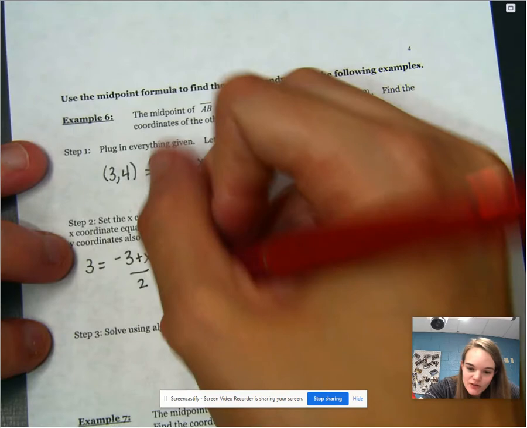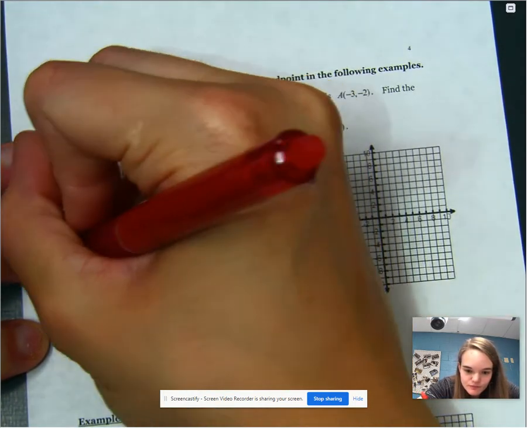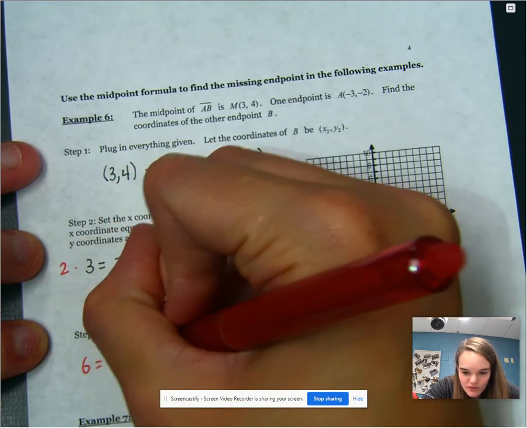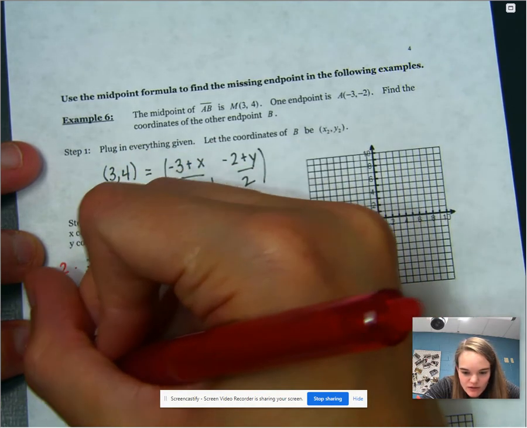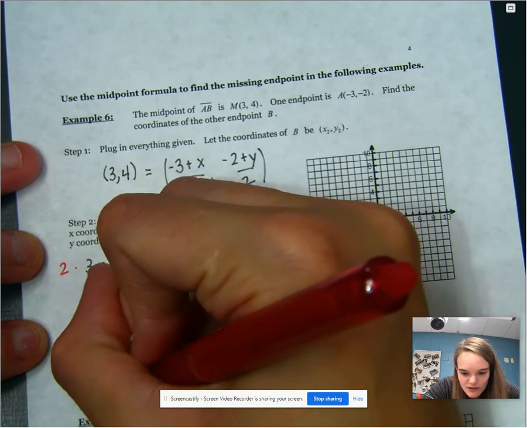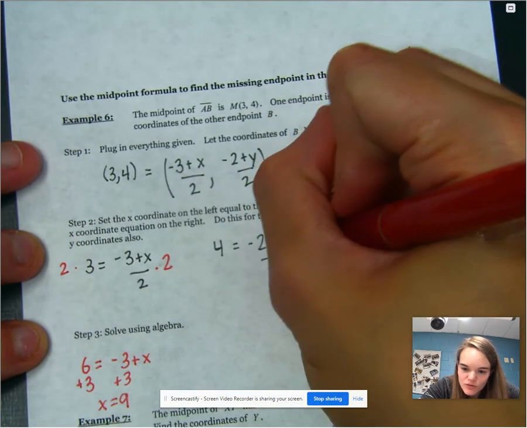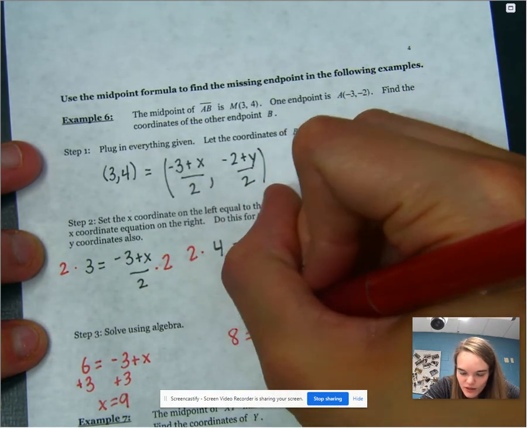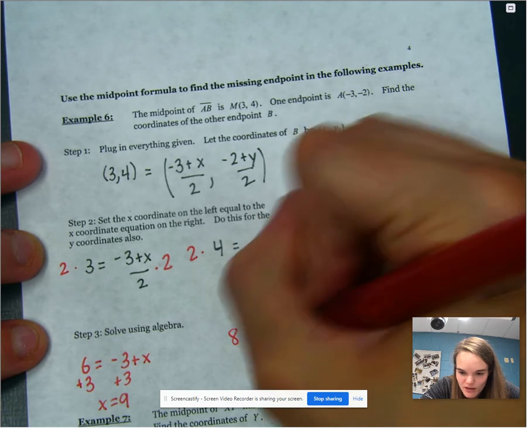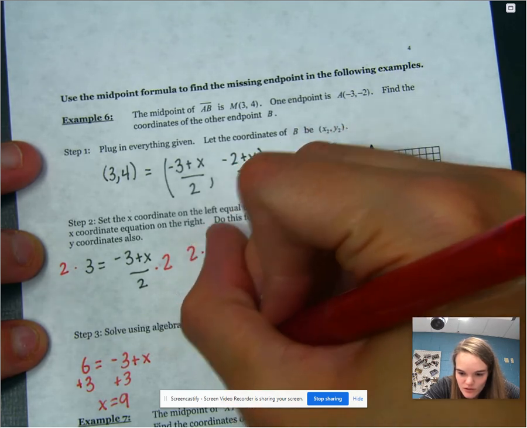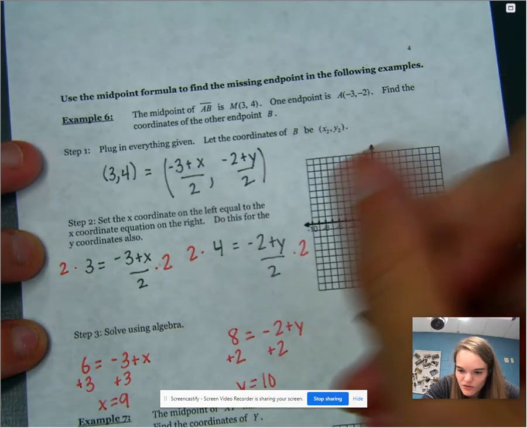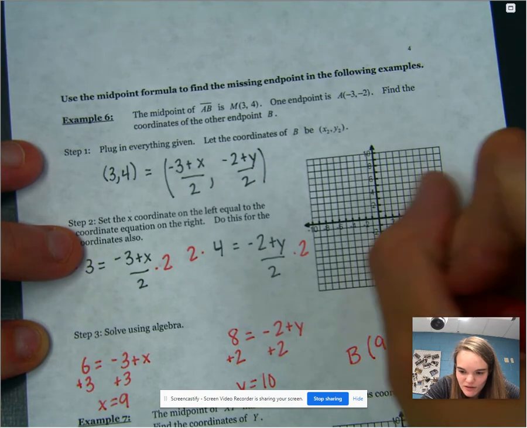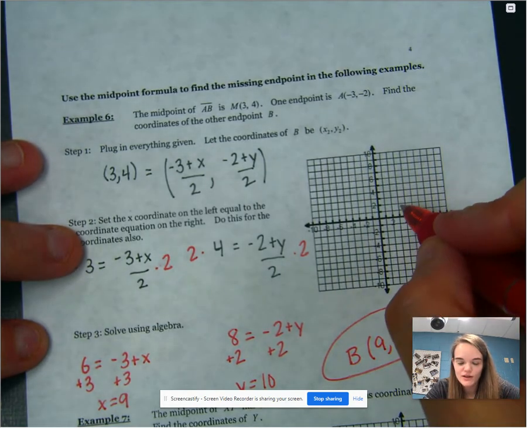That means to do that up here, we would multiply by 2. So we would have 6 equals negative 3 plus x. Add 3. X equals 9. Times 2, 8 equals negative 2 plus y. Add 2. Y equals 10. So B is 9, 10. I could graph and make sure.